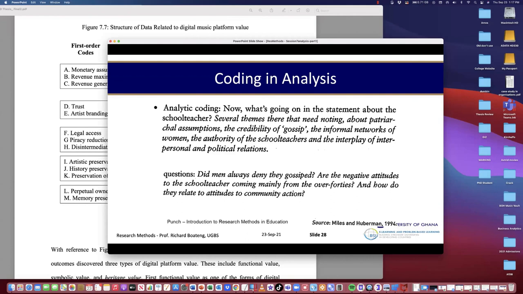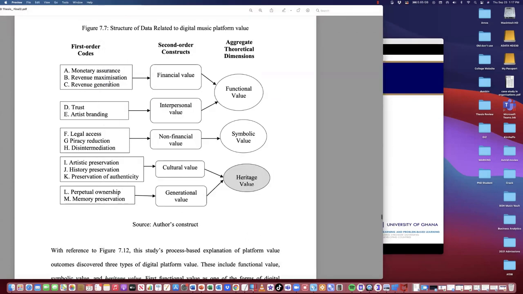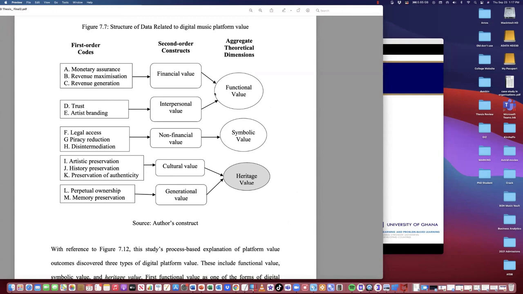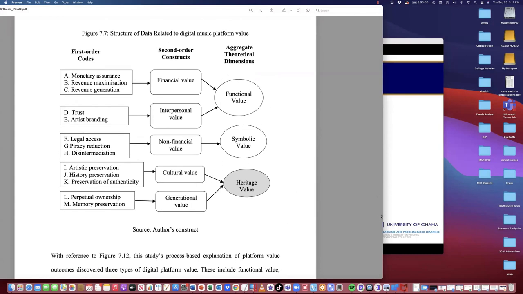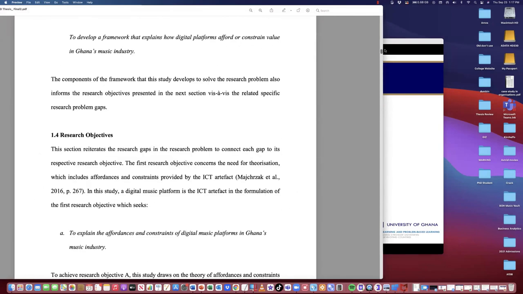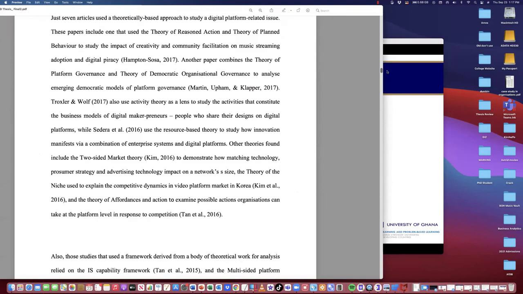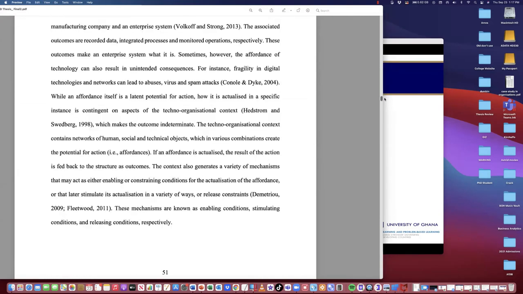Not necessarily. Okay, so let me point to one of them. Let me go back to this one. This construct that you see here, financial value, is in the thesis. So if you go to his work, he actually pointed out in the beginning that what you may gain is financial value. Let me see the chapter. The forms of value you can gain.